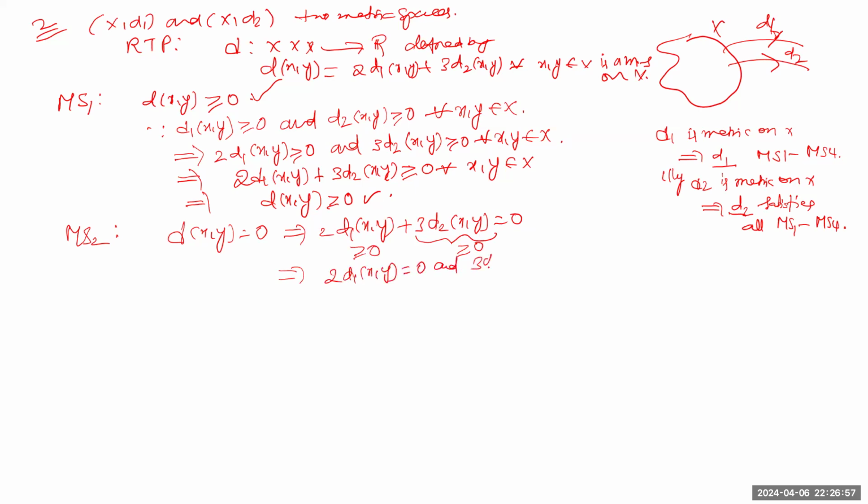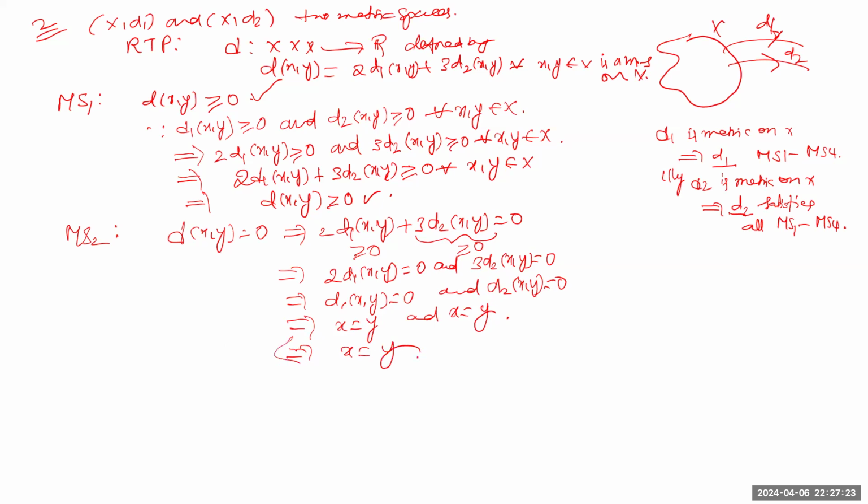So that is 2d1 of x comma y equals 0 and 3d2 of x comma y equals 0, which implies d1 of x comma y equals 0 and d2 of x comma y equals 0. This implies x equals y, and here also x equals y. So totally that implies x equals y. In the reverse direction you can use the same argument.